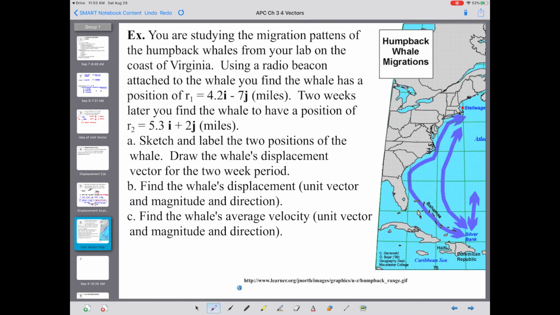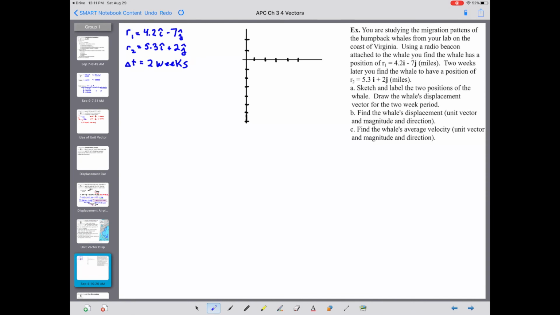Studying the migration patterns of humpback whales from your lab on the coast of Virginia, and you get these different positions: 4.2i minus 7j, and then 2 weeks later, 5.3i plus 2j. Giving us a little more space, we have our two vectors, R1 and R2, our time period delta t, 2 weeks. First thing we want to do is sketch and label the two position vectors.